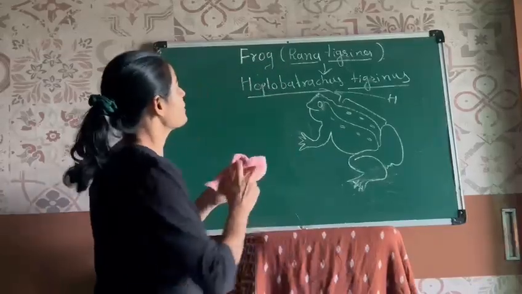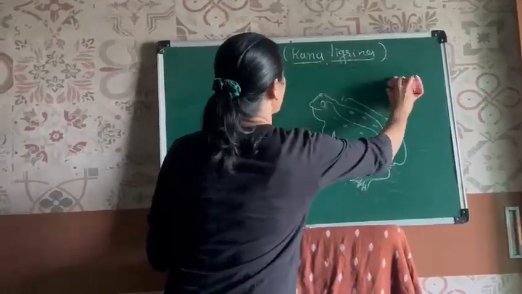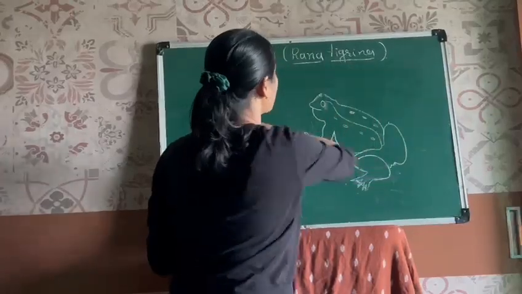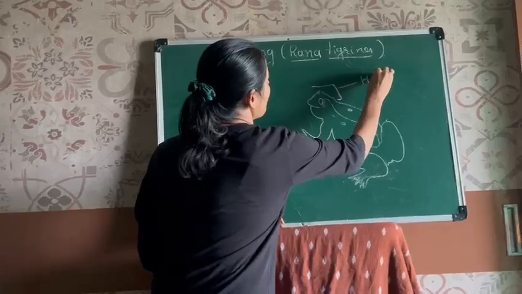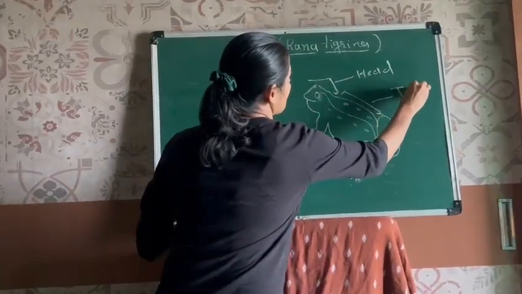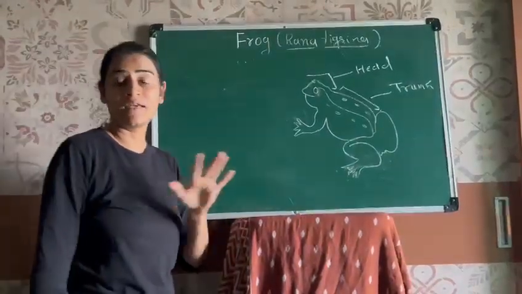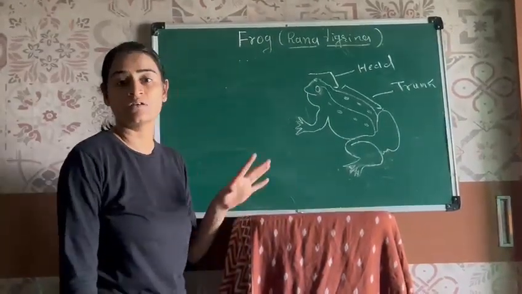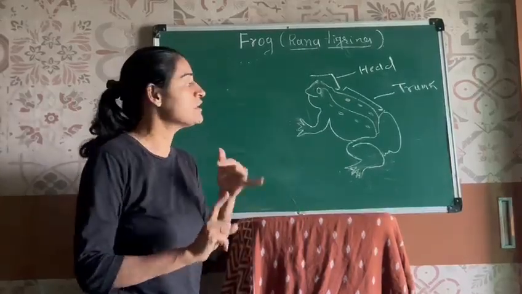If you don't mind, I can rub out the name so I can get more space. So this part is called the head. The body is divided into head and trunk. No neck: the neck region is absent, and there is no tail. Unlike other animals, they don't have a neck or a tail.